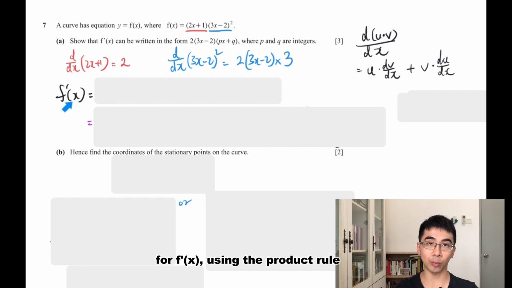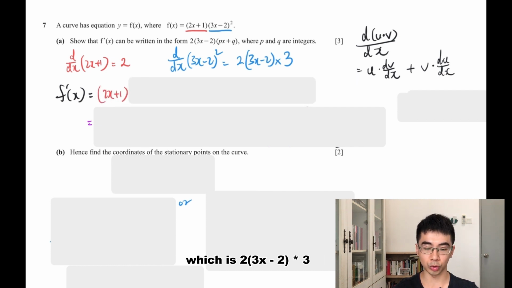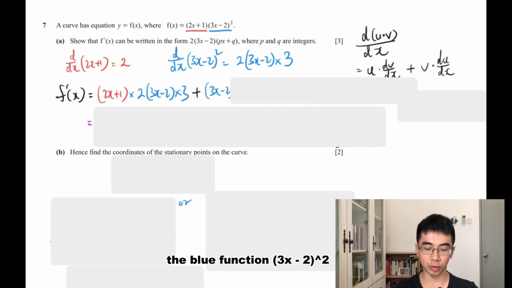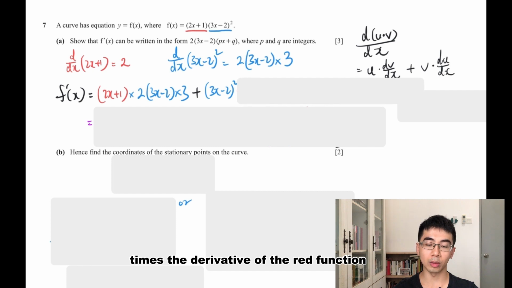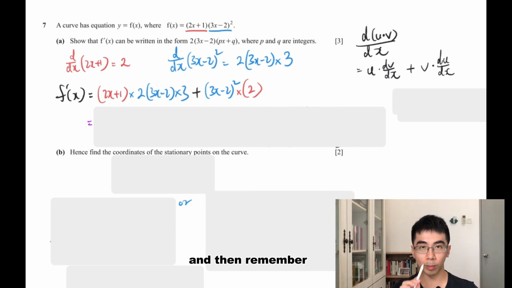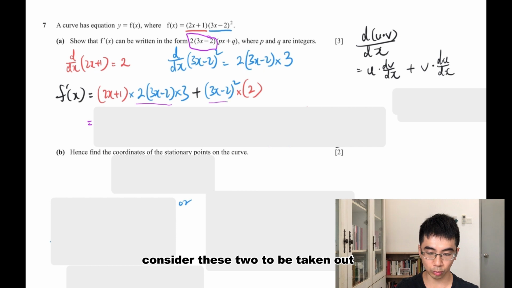All right, for this f prime of x, using the product rule, it will be equal to the red one times the derivative of the blue one, which is 2 times 3x minus 2 times 3, and then plus the blue one. The blue function is this one, 3x minus 2 to the power 2, and then times the derivative of the red function, which is just 2. So this is for step 1. And then remember, we need to factorize out the 2 and the 3x minus 2, these two factors. So consider these two to be taken out.